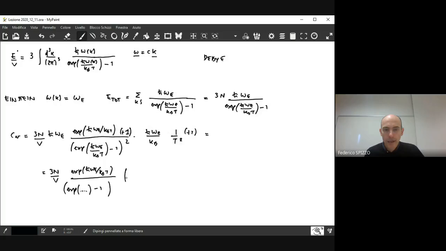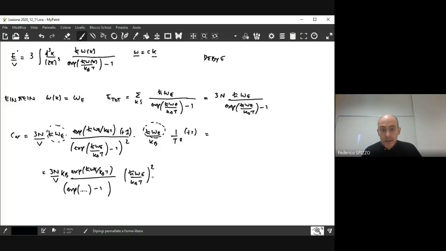Then here we may write this as h bar omega e, because we have one h bar omega e here and another h bar omega e here, then divided by kBT squared. But since I have just one kB here, I include another kB here. So at this point, everything is fine.